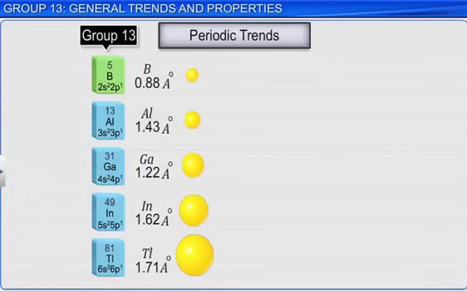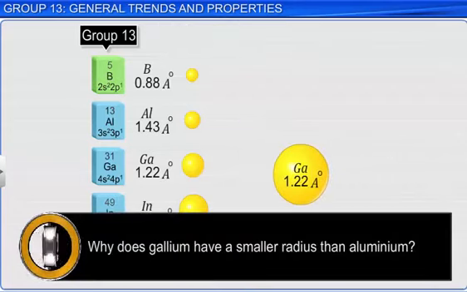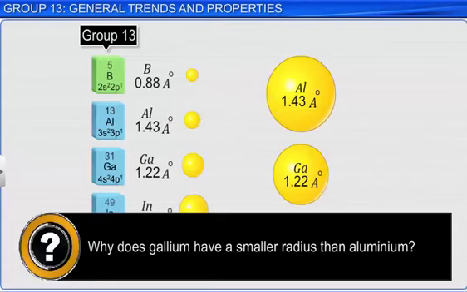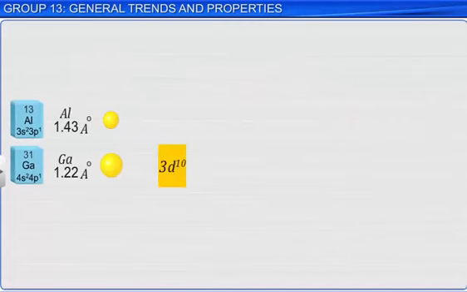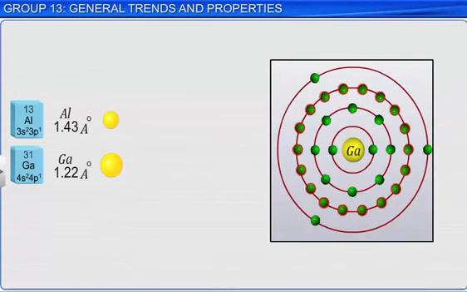In general, atomic radius increases down a column. However, this trend is not uniform. Try to answer this question before continuing. Why does gallium have a smaller radius than aluminium? Answer: gallium has 10d electrons in addition to the noble gas core. These d electrons provide very little shielding from the nuclear charge, since d orbitals have little electron density near the nucleus. Thus, the outermost electrons in gallium are held more tightly than in aluminium.